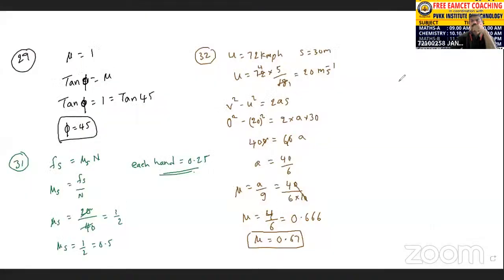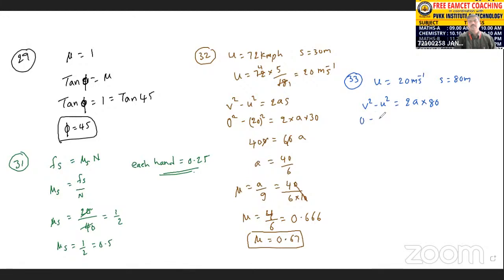Problem number 33. So we don't need to write everything again. U is equal to 20 meter per second. So V square minus U square is equal to 2aS. S has changed. S is equal to 80 meters.